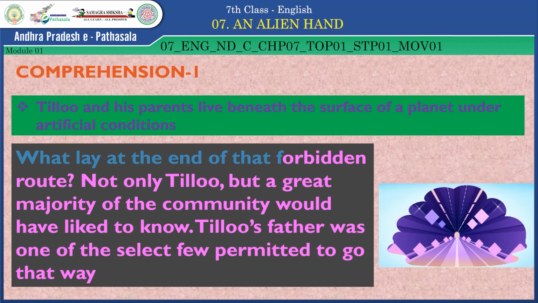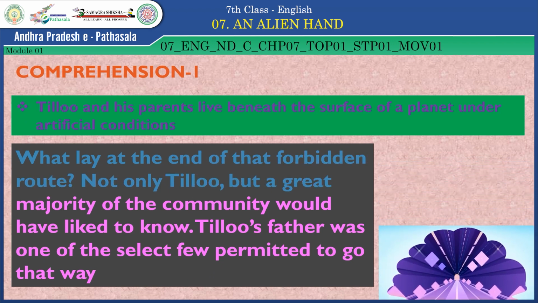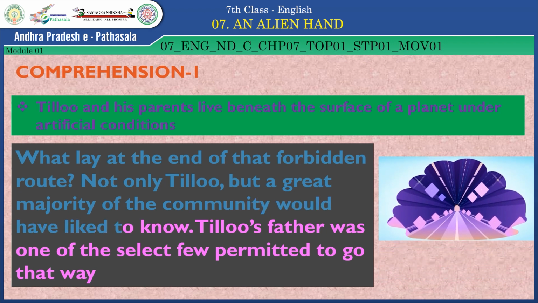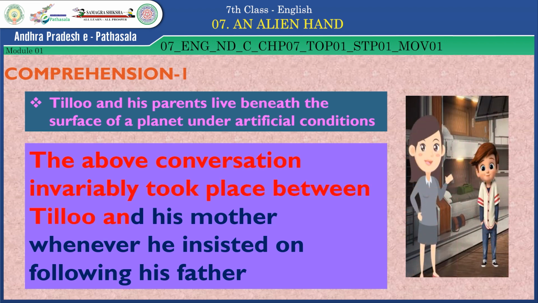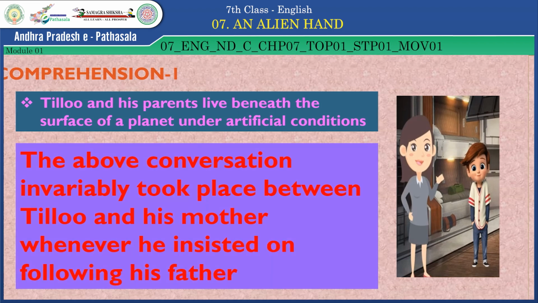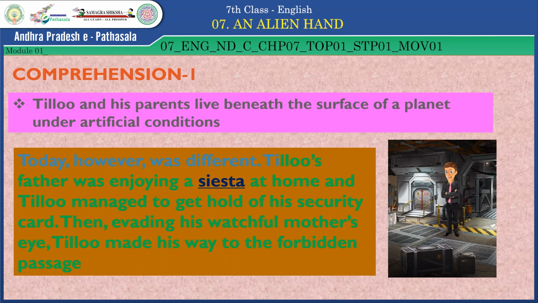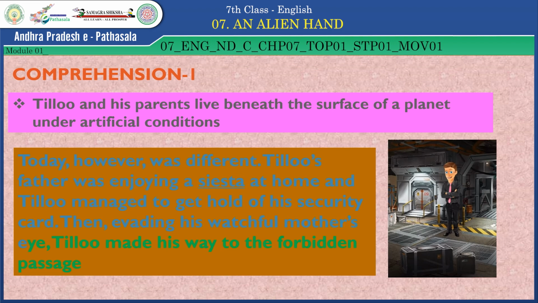What lay at the end of the forbidden route? Not only Tilu, but a great majority of the community would have liked to know. Tilu's father was one of the select few permitted to go that way. The above conversation invariably took place between Tilu and his mother whenever he insisted on following his father. Today, however, was different. Tilu's father was enjoying his siesta at home and Tilu managed to get hold of his security card. Then, evading his watchful mother's eye, Tilu made his way to the forbidden passes.